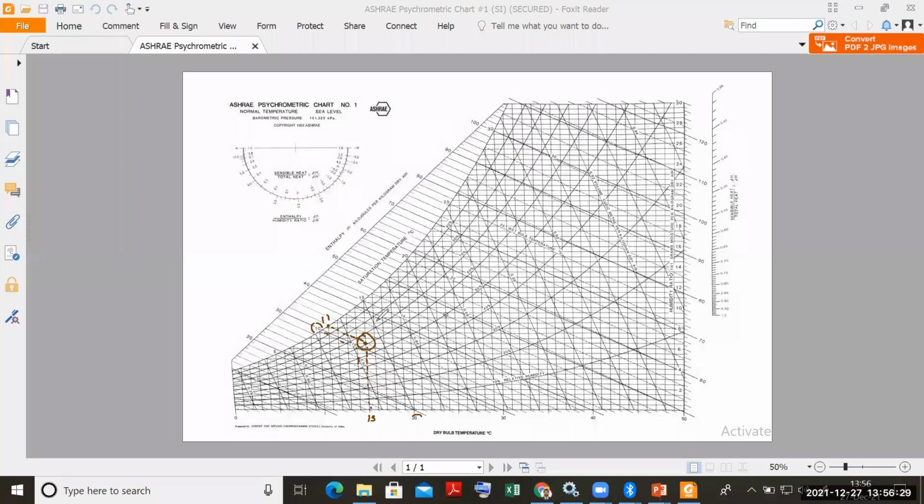Right? Now there is sensible heating up to 41 degrees Celsius. So here it is 40, here it is 41. So here again I have to find this vertical line, right? I have to draw a horizontal line, and I will get a point 2. Wherever these 2 intersect, I will get point number 2. Okay. So this is my point number 2.